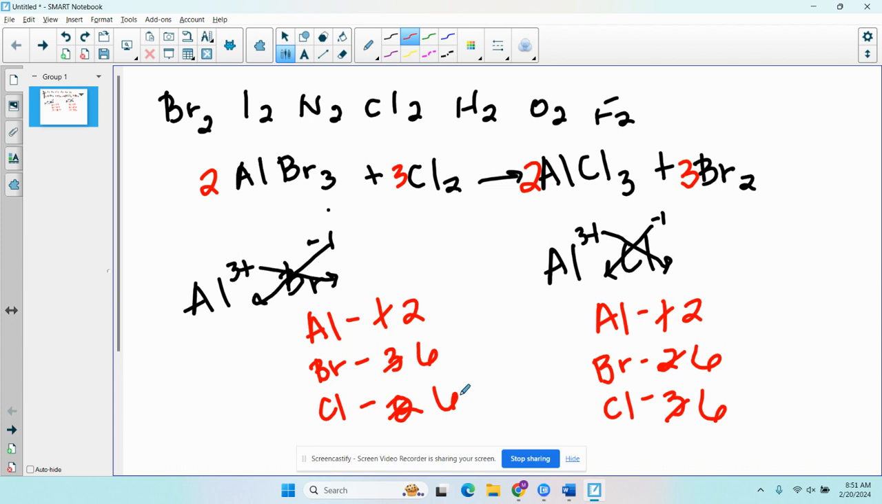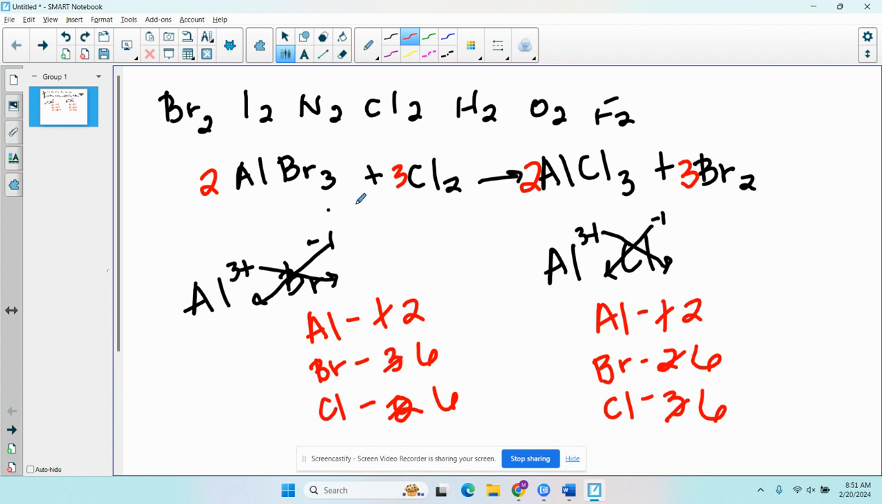What type of reaction is this? Name that reaction. Single replacement. Good. I have a single thing. And again, remember your diatomics count as a single thing. And then I have a compound. So I have a single thing and a compound. And then this and this end up switching places. So single replacement. Good.